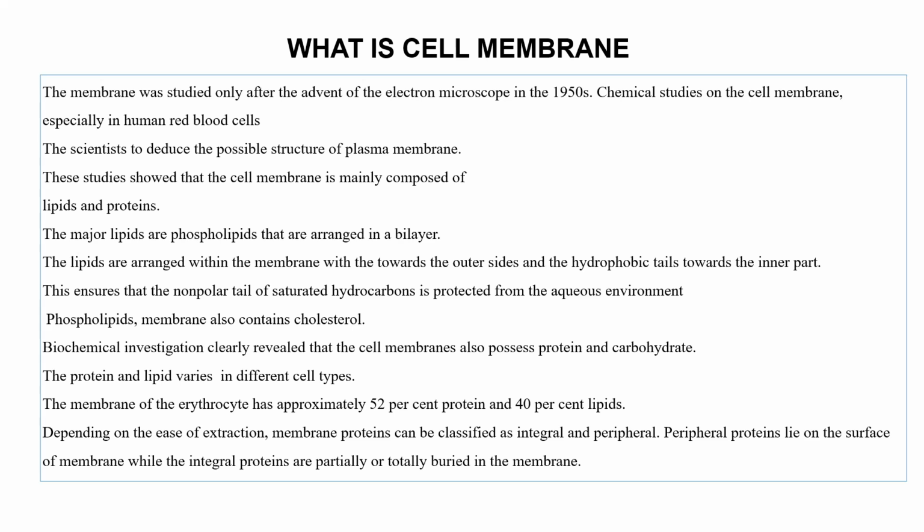Biochemical investigation clearly revealed that cell membranes also possess protein and carbohydrate. The protein and lipid content varies in different cell types. The membrane of the erythrocyte has approximately 52% protein and 40% lipids. Depending on the ease of extraction, membrane proteins can be classified as integral and peripheral. Peripheral proteins lie on the surface of the membrane while the integral proteins are partially or totally buried in the membrane.